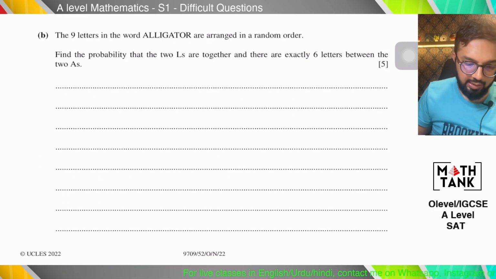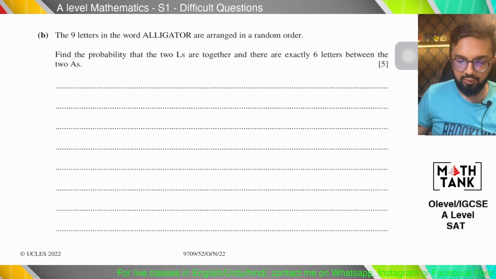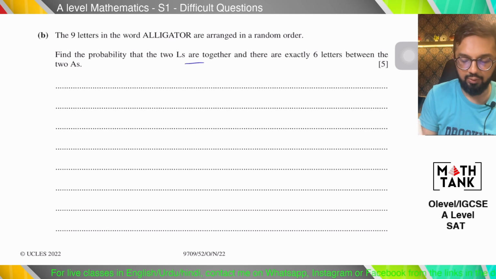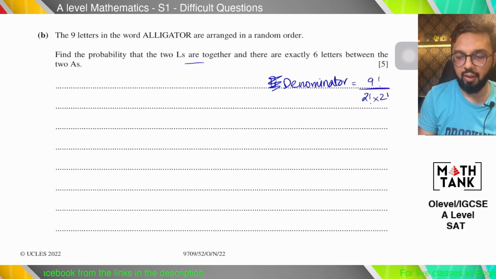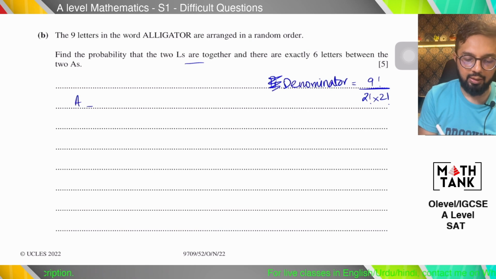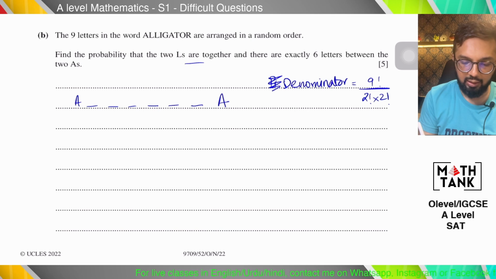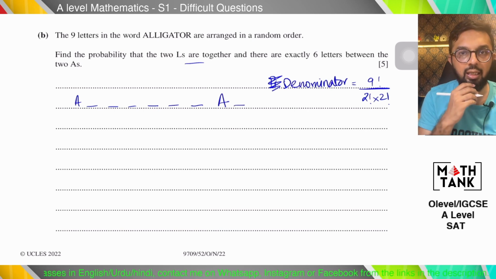Okay, so part 2 says the 9 letters in the word alligator are arranged in a random order. Find the probabilities. Probability is about calculating the denominator first, so do that first. So the denominator is unrestricted combinations, so 9 factorial over 2 factorial and 2 factorial. Okay, so if I want 6 letters, so I'll have 1, 2, 3, 4, 5, and 6, and then in A, so that's 6 and 2, 8 letters, and then A here.